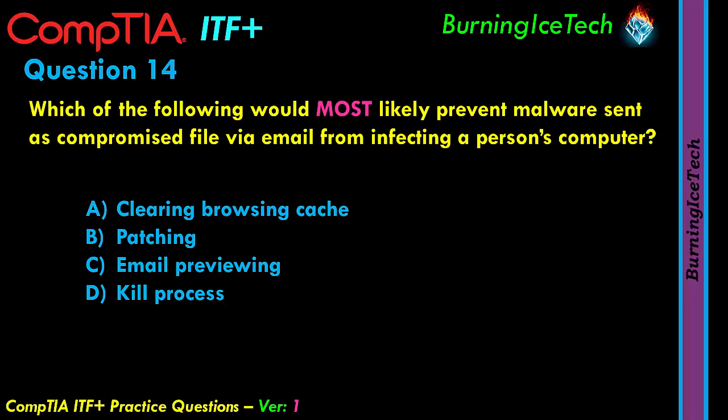Looking at C, email previewing. No. If you were to preview an email, you would still be triggering whatever malware you had. No, that's not an answer. D, kill process. No, kill process is something you do after something has started, and that might not even solve this problem. To kill the process, you would have had to already trigger this malware, which is bad. We don't want to do that, because for all we know, this is ransomware.